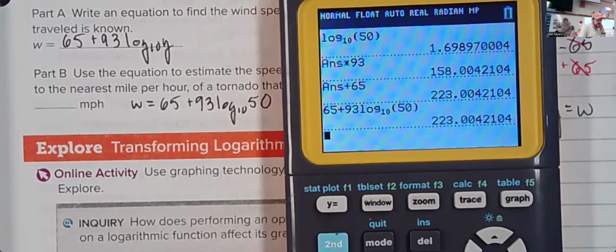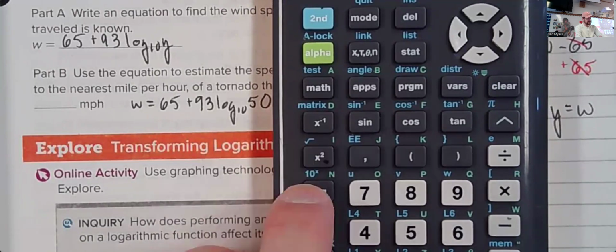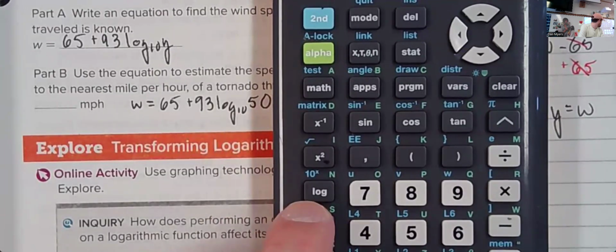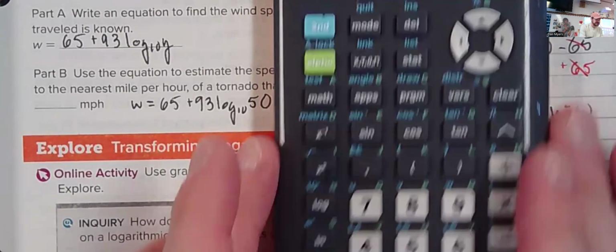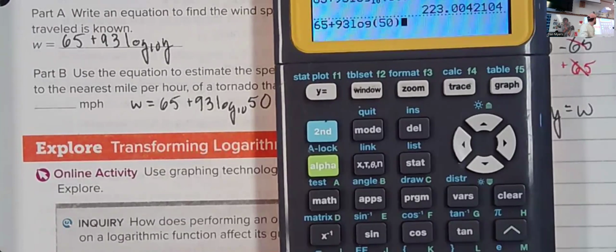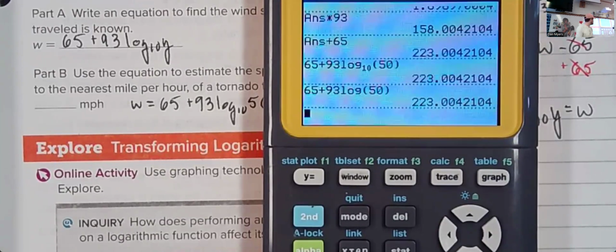Now, the other way to do this, because we're dealing with log base 10, and this only works if you have log base 10, there's a button on your calculator next to 7 and it says log. You can use the log button right here as opposed to the math menu, so long as your base value is 10. Log on your calculator means log base 10. So we could say 65 plus 93 log and then 50. Because you don't have to type in the base value because it's just assuming that you know that you're dealing with log base 10, which we are. So that should give us the exact same answer again.